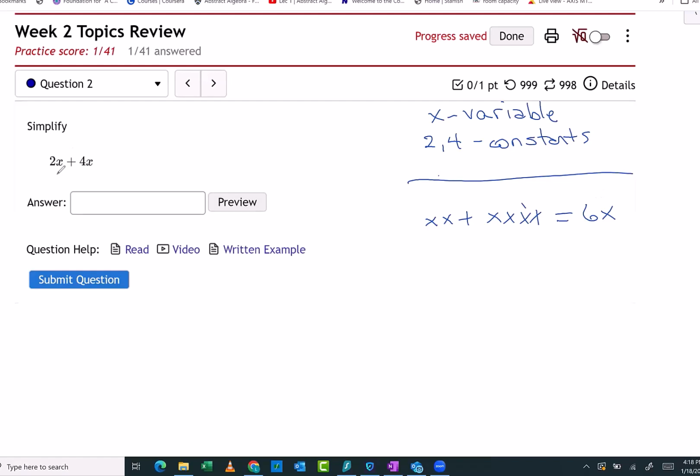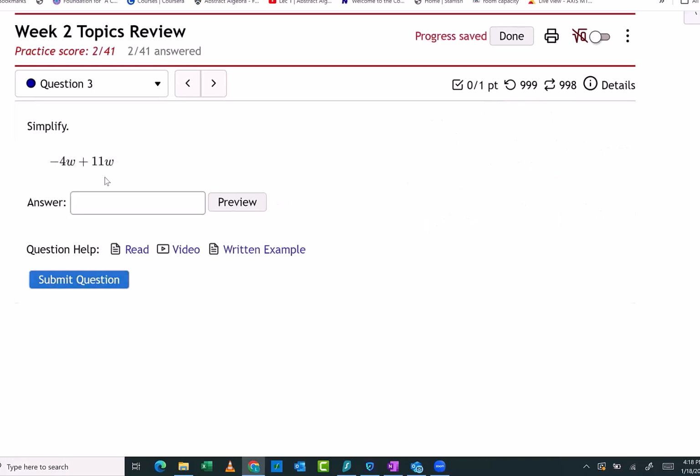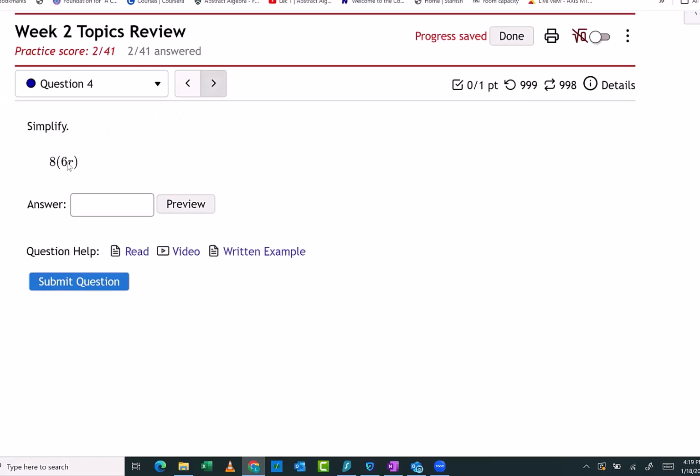All I need to do is add the coefficients. Coefficients are 2 and 4. It means the number in front of the variable. Again, same. -4 plus 11, 7w. Now we have multiplication. We have 8 times 6r. Again, we multiply 8 times 6 and get 48r. And that is going to be the final answer.